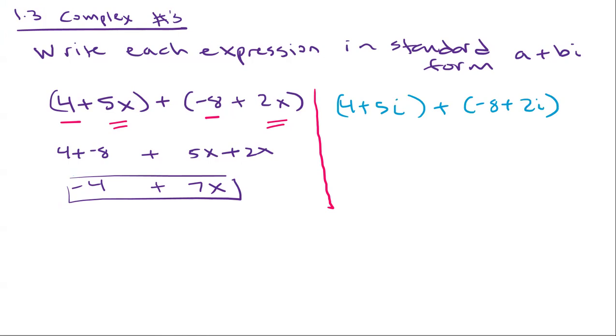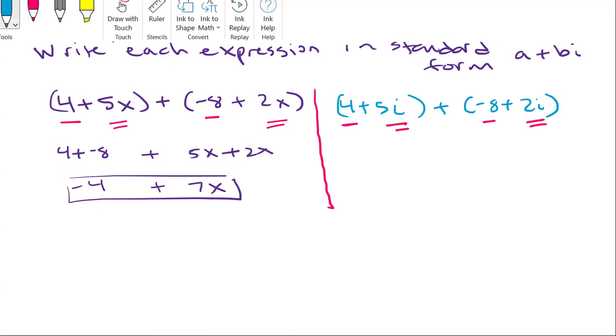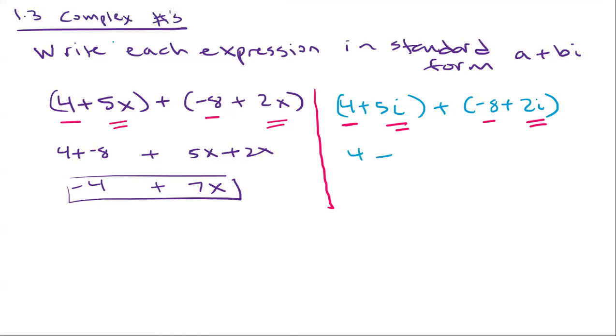Again, I want to combine the ones that are just regular numbers and then combine the ones that have i's. So the 4 and the negative 8 I combine, and the 5i and the 2i I combine. So again, we get 4 plus negative 8 plus 5i plus 2i. Our result would be negative 4 plus 7i, and that will be our answer there.